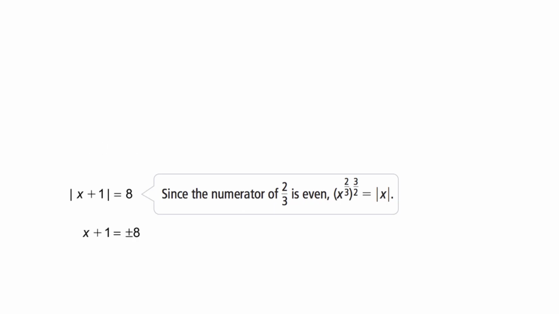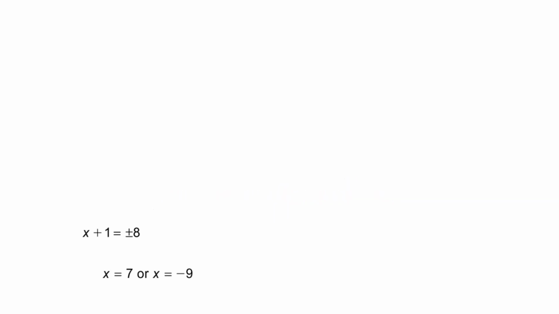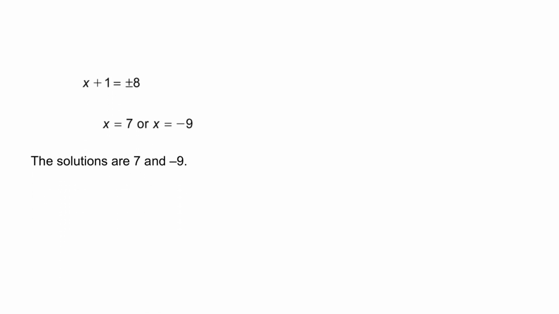Applying the absolute value, x plus 1 equals plus or minus 8. In this case, x equals 7 or x equals -9. So the solutions are 7 and -9.